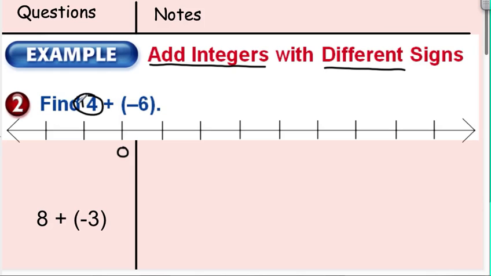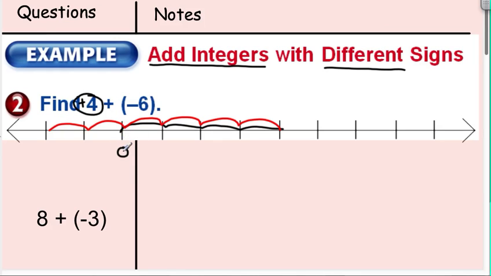Well, what kind of a 4? +4. So I'm going +4. 1, 2, 3, 4. Now I want to add. Again, adding makes me think to go this way. However, it's a -6. So instead of going that way, I'm going to come back. 1, 2, 3, 4, 5, 6.